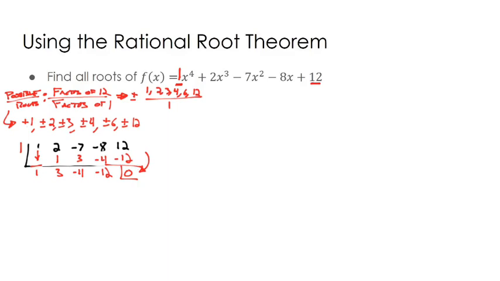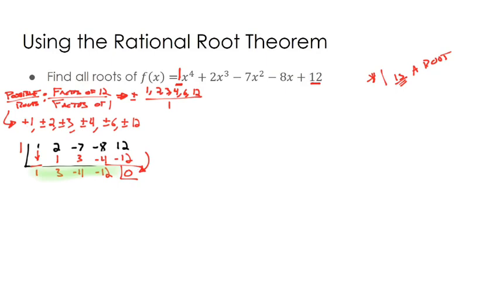So maybe I'll come over here to the side, wherever I want to write it, and write that 1 is a root. It's one of our roots because we had a remainder of 0. But now what we do is we keep going with our reduced polynomial. If this was a fourth degree polynomial, that means this is going to be a third degree. It reduces the power. So this is x to the third plus 3x squared minus 4x minus 12.